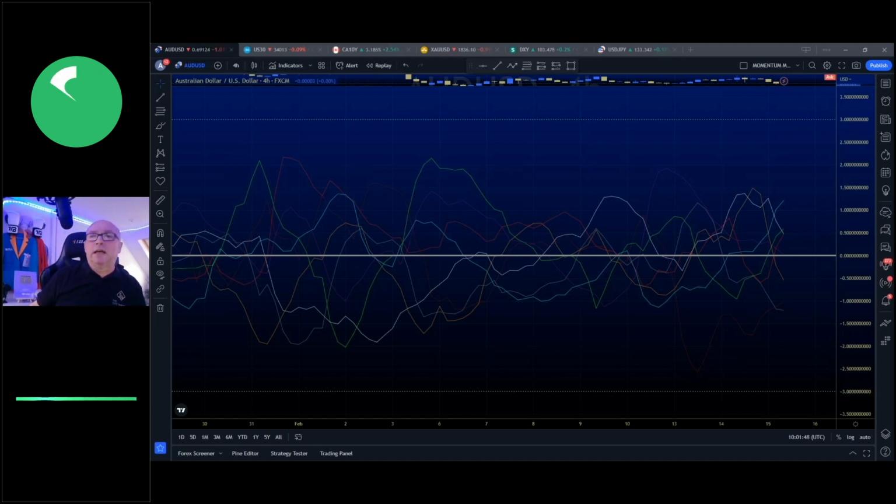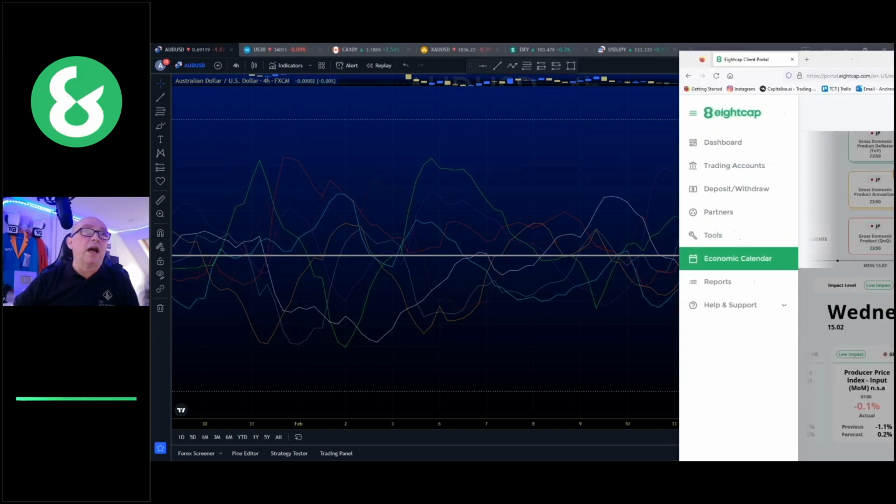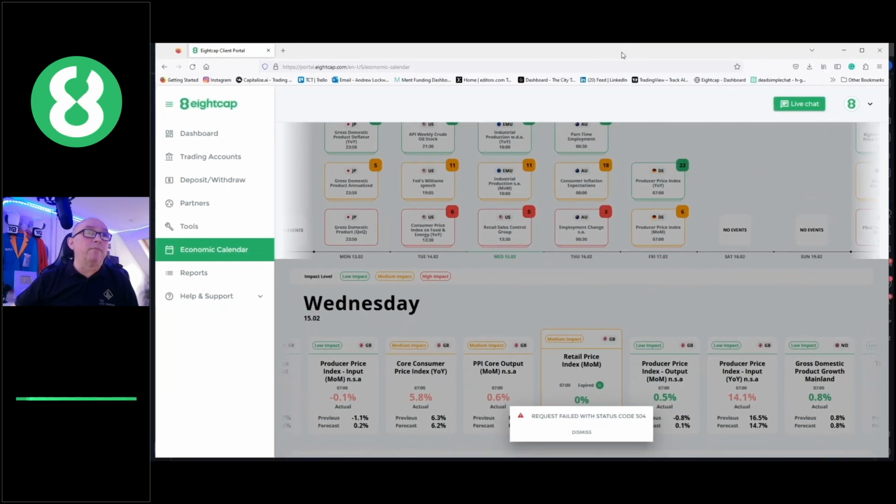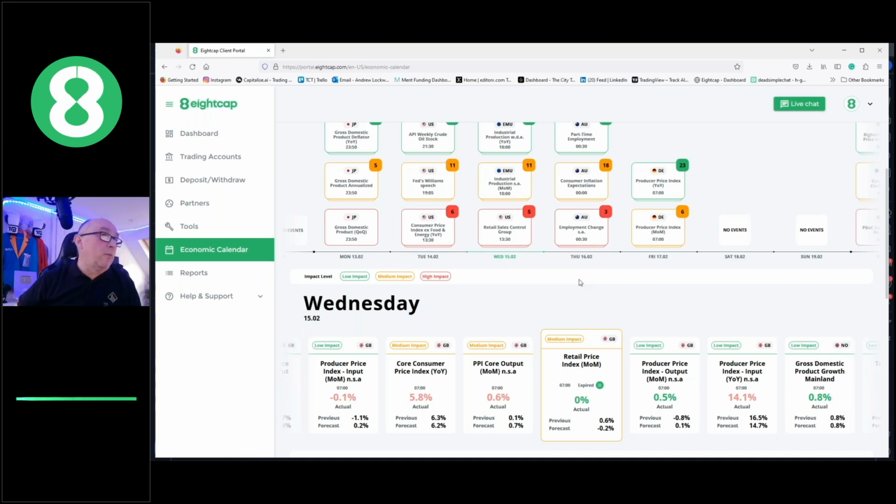Okay, so first of all, what I want to talk about is what is driving the markets. For those of you that are new to watching me, I'd like to introduce you now to this economic calendar, courtesy of Eightcap. They've only just launched this. It really is powerful. It's one of the best economic calendars I've seen out there.